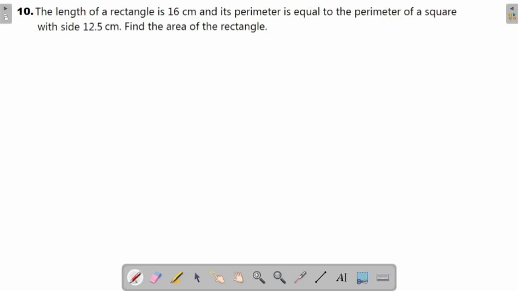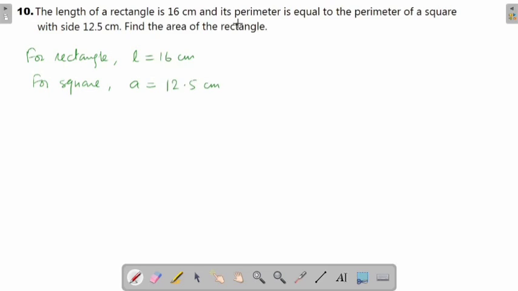Let's have the last question. It says the length of the rectangle is 16 centimeter and its perimeter is equal to the perimeter of the square with side 12.5 centimeter. So for the rectangle, only the length is given, which is 16 centimeter. And for the square, each side is given. Each side means a is given to be 12.5 centimeter.